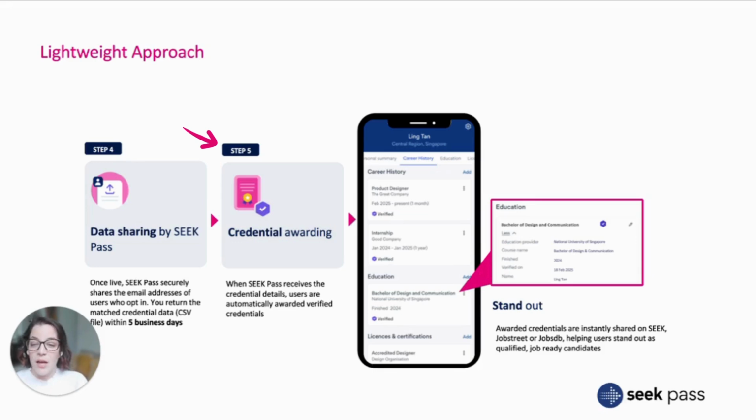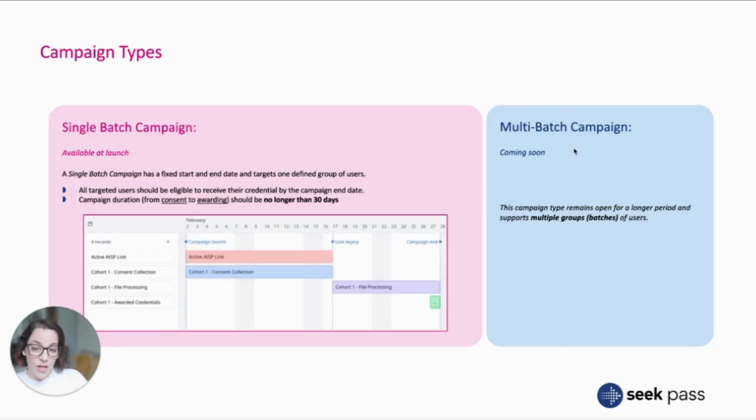All initial campaigns that we're working on at the moment will be a single batch and have a start and end date that allows us to process the file and award the credentials within 30 days. At a later point, we are working on a multi-batch campaign, and that will allow a longer active period for campaigns where you want to have maybe periodic uploads while maintaining a single link active for a long period of time. So more details on that will become available as it is ready.